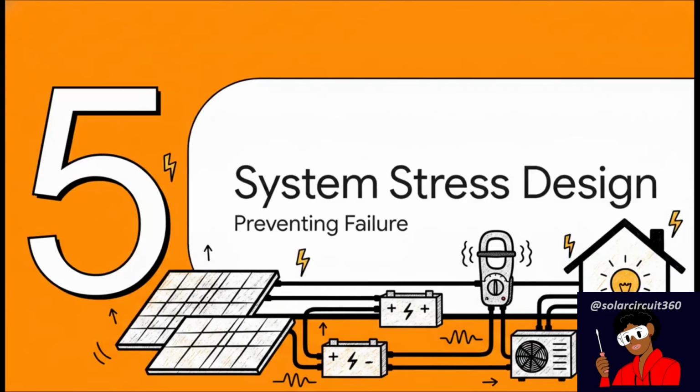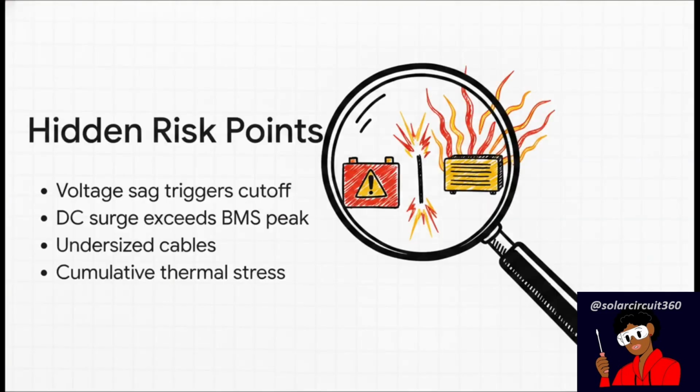Finally, Section 5, Designing for System Stress. So, how do we use all this info to actually make better setups? Well, you've got to check these hidden risk points against your own system. First, is a voltage sag triggering your low voltage cutoff? Second, is that massive DC surge actually exceeding your battery management system's peak discharge rating and tripping the battery itself? Third, are your cables undersized? Thin cables cause a transient voltage drop of their own, leading to totally false inverter faults.